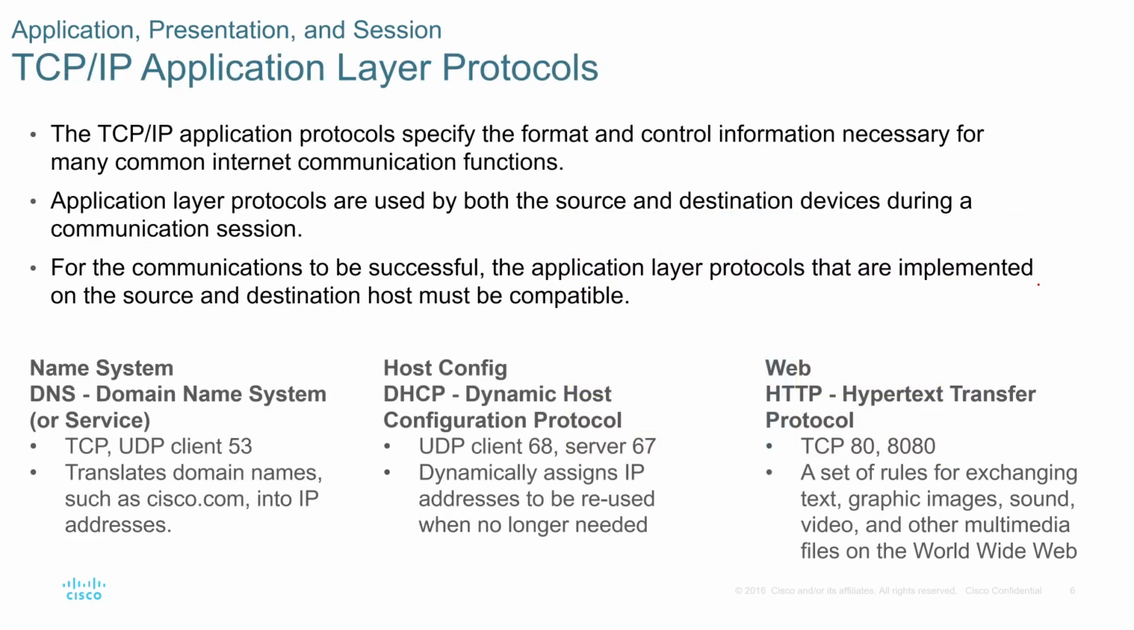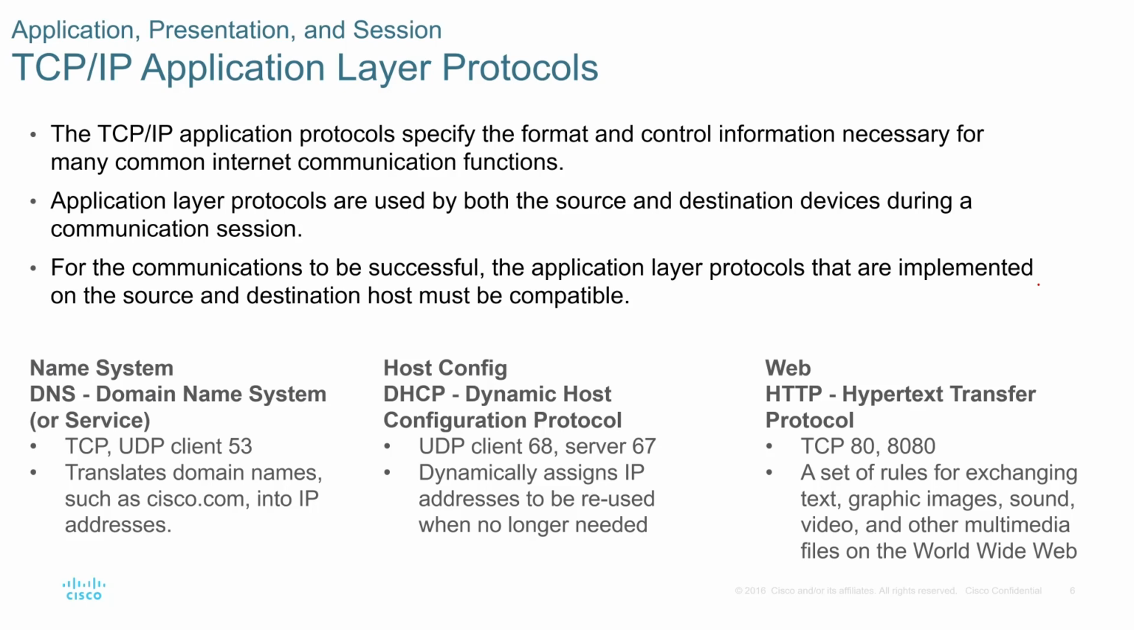The TCP/IP application protocols specify the format and control information necessary for many of these common Internet communication functions. The application layer protocols are used by both the source and destination devices during a communication session. As explained earlier, the application layer provides the interface to the programs that are running on the operating system. So it becomes a necessary part of those programs conversing with another computer or network. For the communications to be successful, the application layer protocols that are implemented on the source and destination host must be compatible.